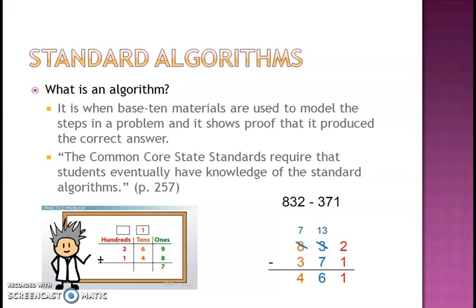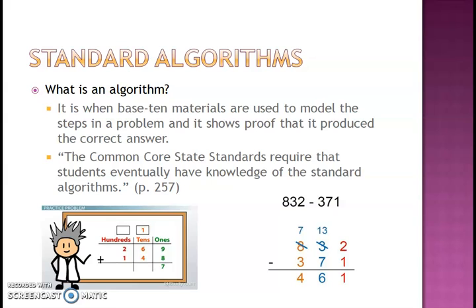Standard algorithm. What is an algorithm? It is when base 10 materials are used to model the steps in a problem and it shows proof that it produced the correct answer. The Common Core state standards require that students eventually have knowledge of the standard algorithm. So this is a standard algorithm for addition. Students need to understand and learn standard-based algorithms to help support them create their own strategies.